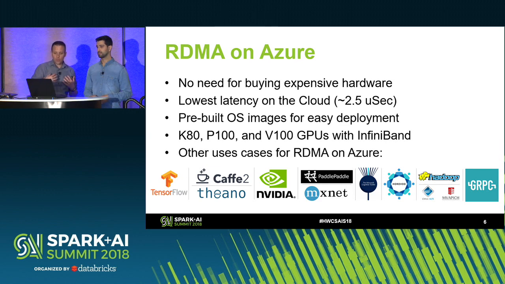We really have tried to differentiate what we do on Azure versus what is available in other clouds through this RDMA capability through InfiniBand. We offer the lowest latency fabric of any cloud provider out there. And we provide pre-built OS images, so anyone can go on, grab something from the Azure Software Marketplace, bring it down, and have virtual machines up and running using RDMA in a matter of seconds.